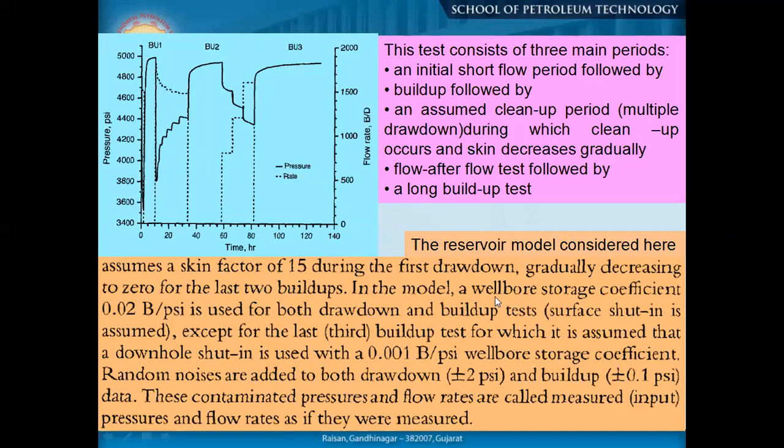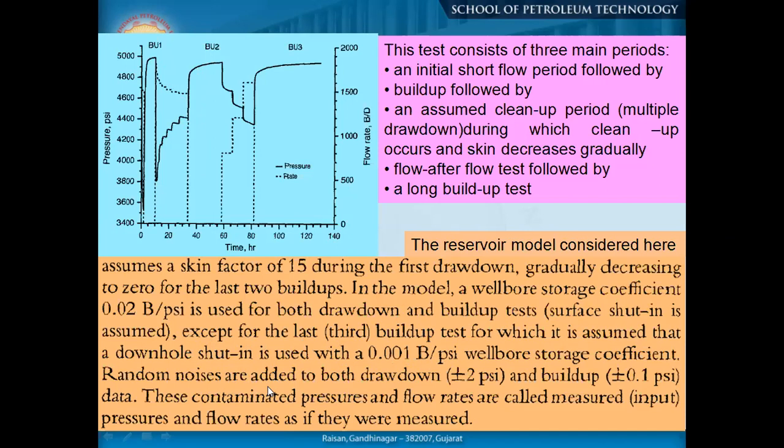We will discuss that. In the model, a wellbore storage coefficient per psi is used for both drawdown and build up tests. Surface shut-in is assumed except for the last. So you see the procedures are different. In these two cases we close at the surface, but in the third case it is basically downhole shut-in, which is used with a different storage coefficient per psi. Random noise is added in both drawdowns and build ups. So we are putting in some noise.